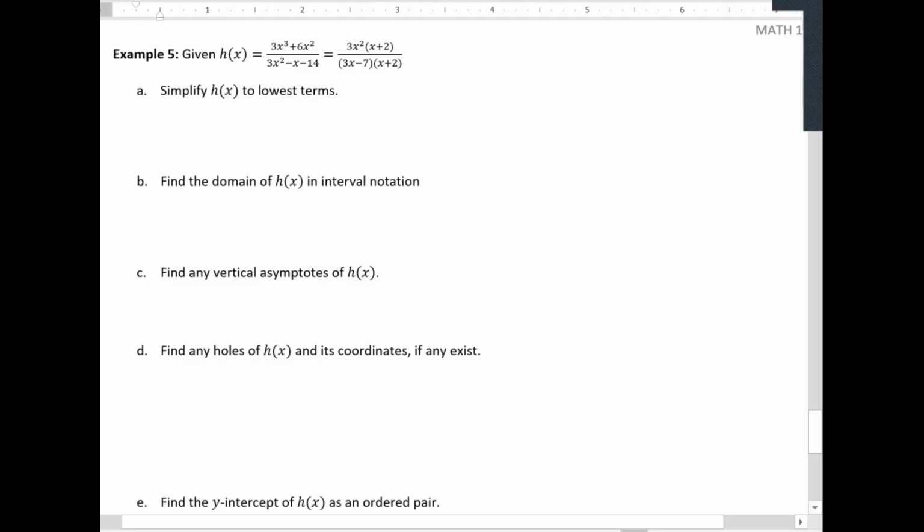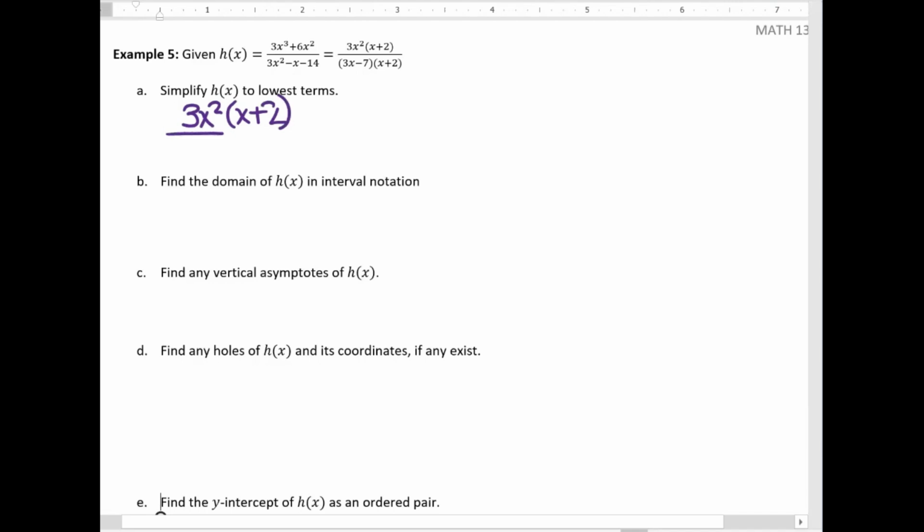All right, let's look at another rational function. This time it's given to us in both standard and factored form, which is quite nice. So when we're asked to simplify, it's already factored, and we just need to figure out what's showing up in both top and bottom for a factor.